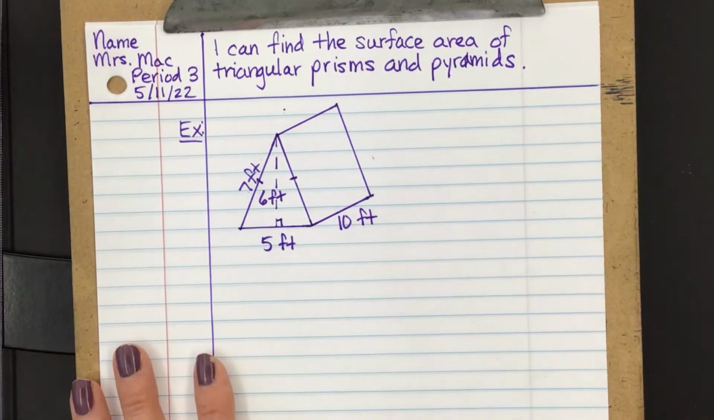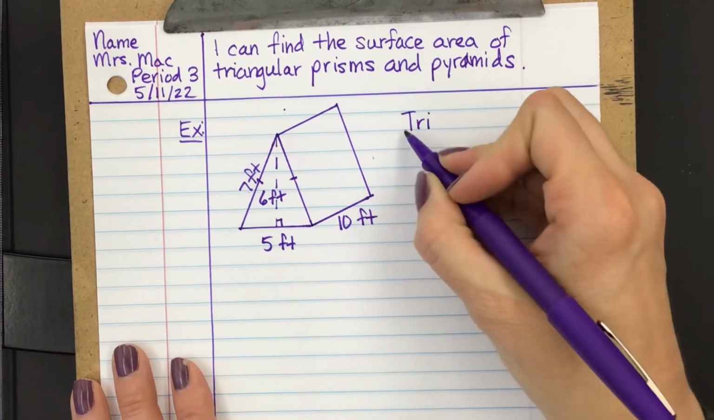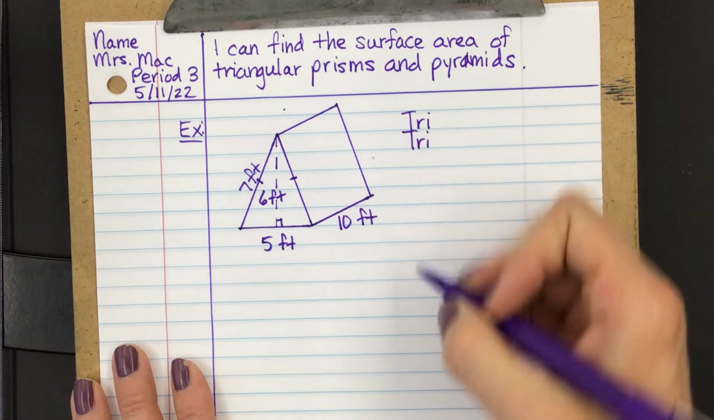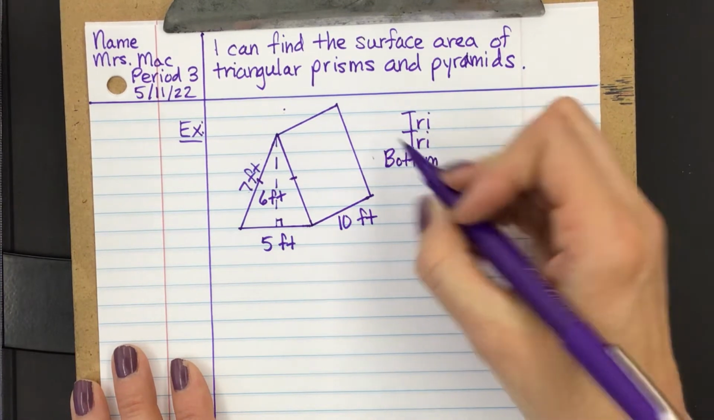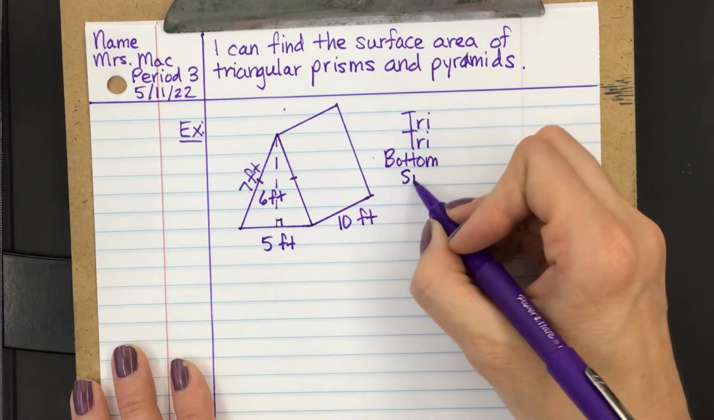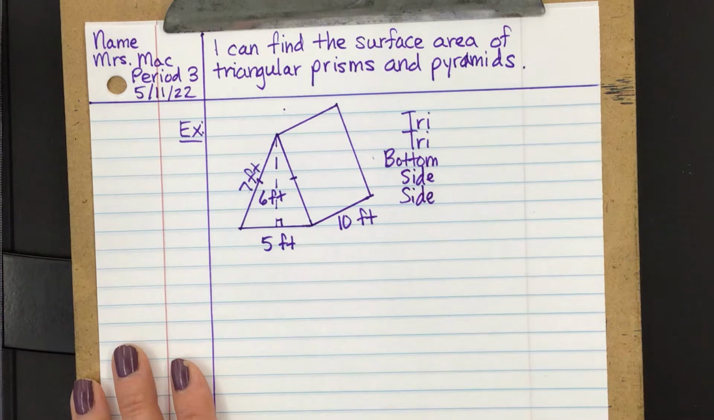So we're basically finding the area of all the sides and adding it up. So you have the triangle in the front, you have the triangle in the back, you have the bottom, which is a rectangle, you have both sides. So one side and then the other side. Okay. So we're going to go through and we're going to find the area of all those things and then add it up.